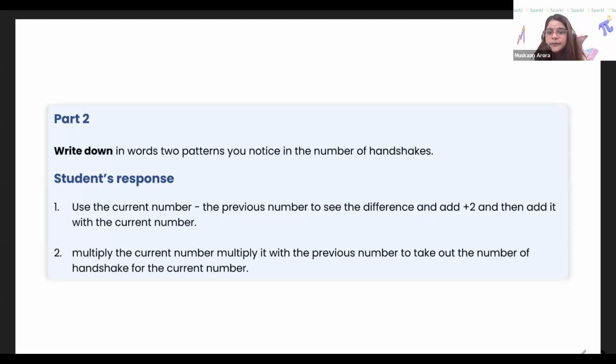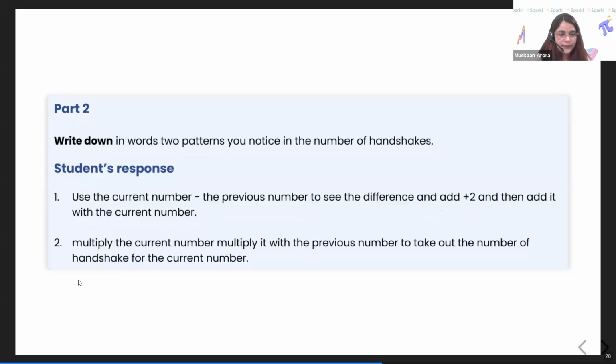Nirvan, can you try? Ma'am, I was about to say the same thing. It's a quadratic sequence starting with 0 with the second difference 2. But you can say it's an increasing order or something like that. Okay.